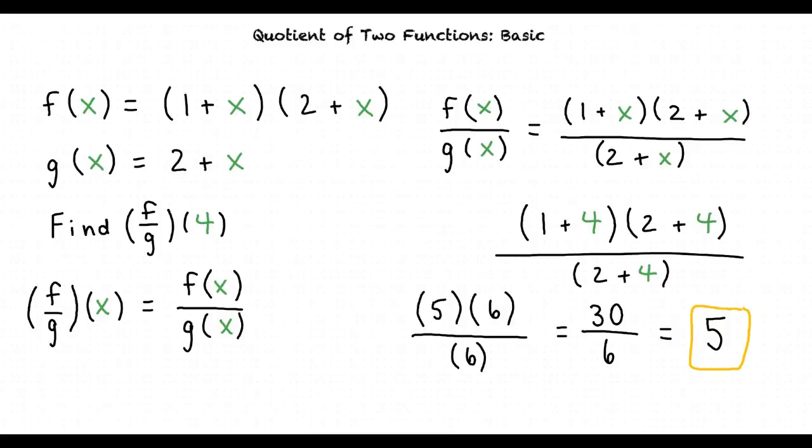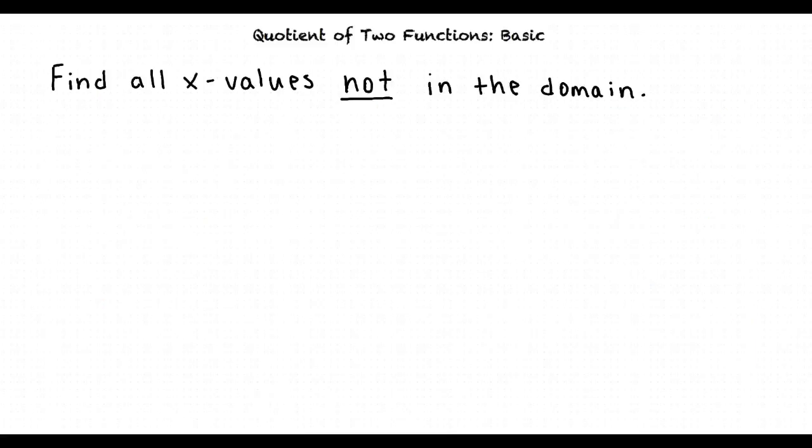Now let's take a look at the second part of our problem. Find all x values not in the domain. What does it mean when it says domain? That's a great question. The domain is all the inputs or x values that when plugged in are defined. So in other words, our domain is all the x values that, when plugged in, give us a real output. Okay, so that's when a function is defined. But when is a function undefined? A function is undefined anytime we cannot calculate the output, such as when the denominator is equal to 0.